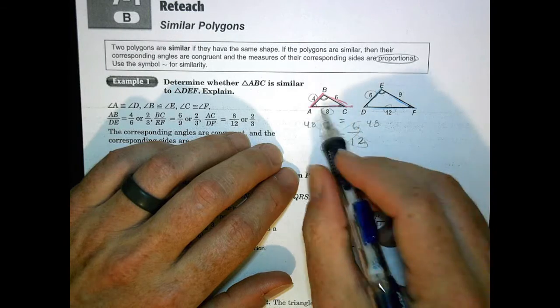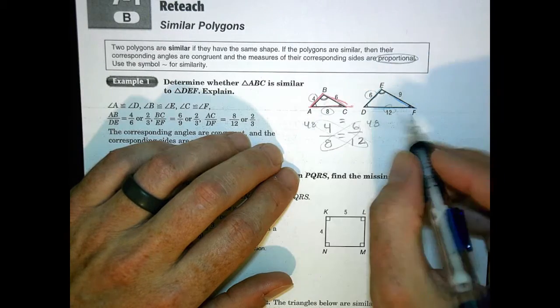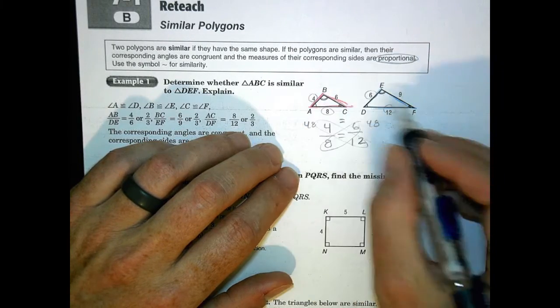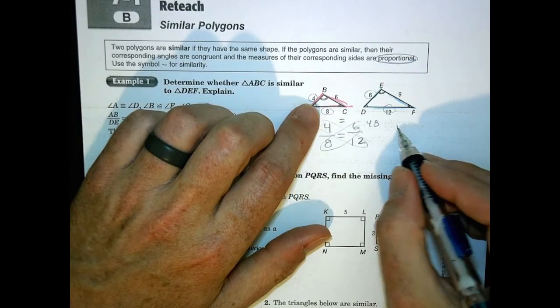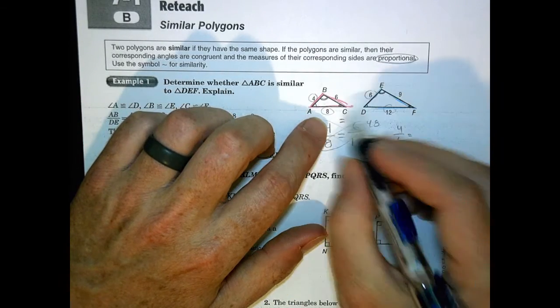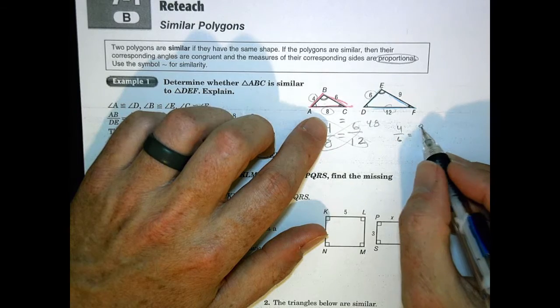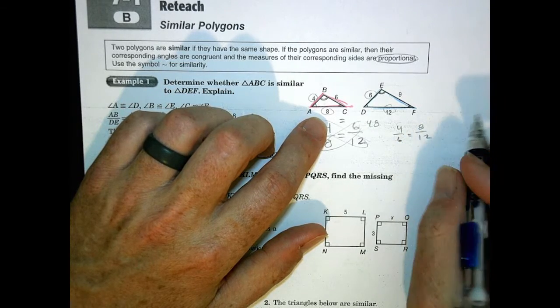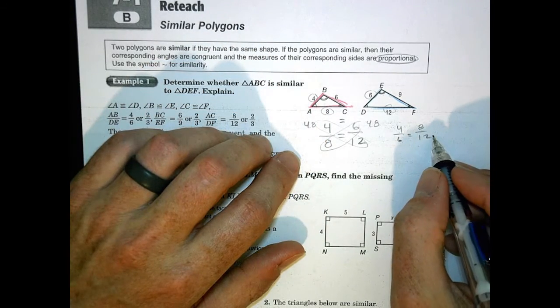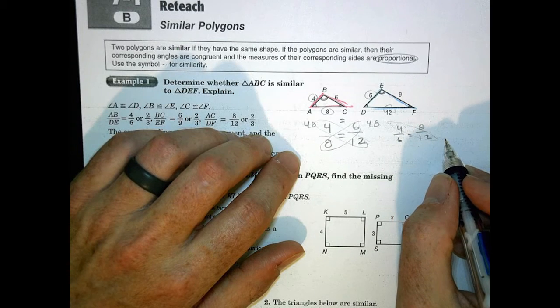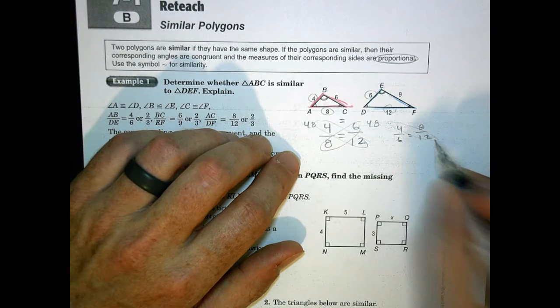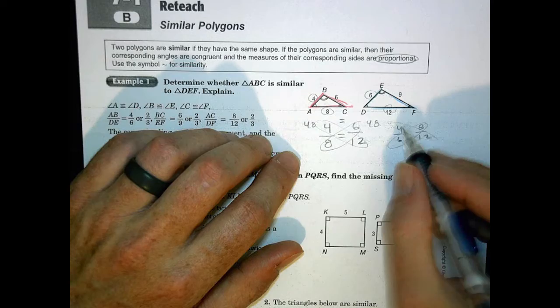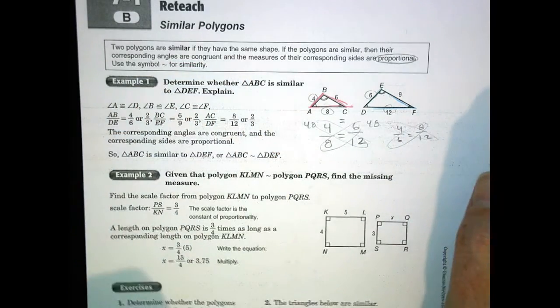So as long as you're doing it the right way, you're going to be okay. I could also look at it and say, let's do a little side, 4/6, and set it equal to a long side, 8/12. Same thing takes place here. Again, I still have 4 times 12, and I still have 8 times 6, I still have 48. It still works out okay.